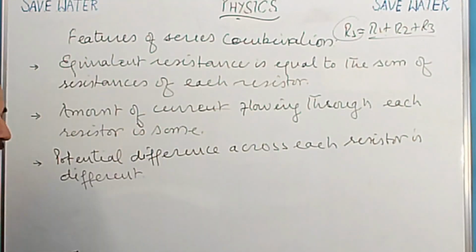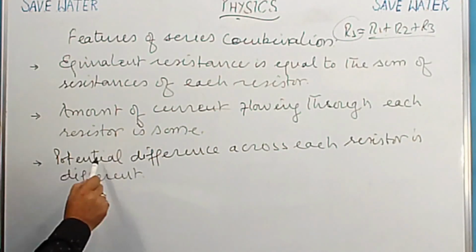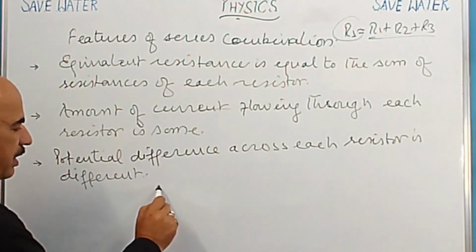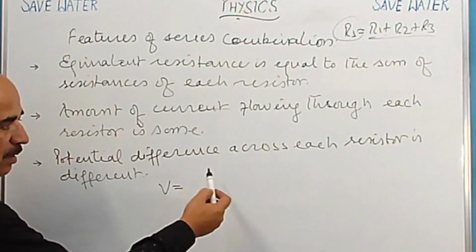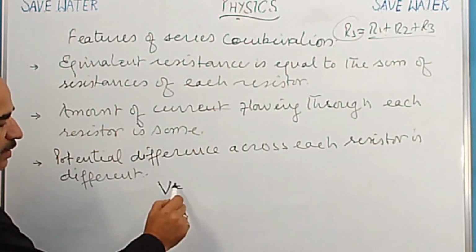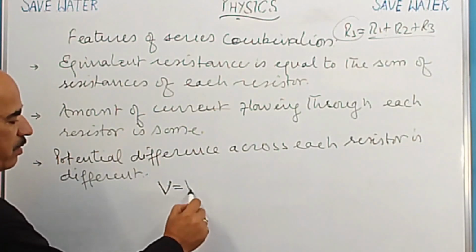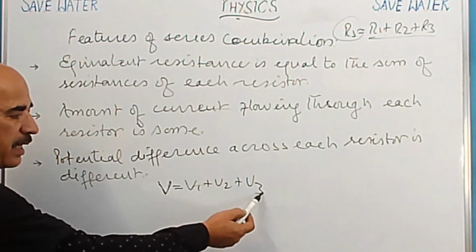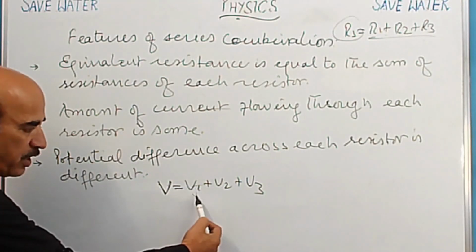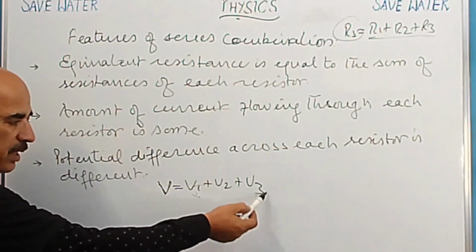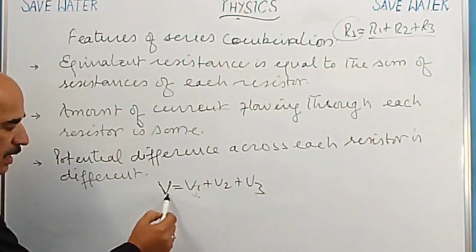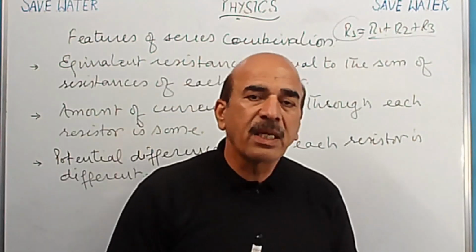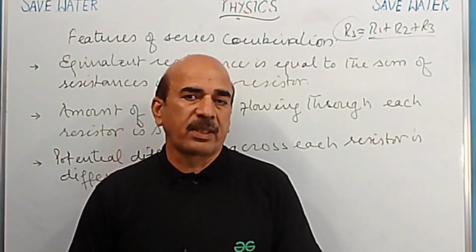Okay. Now second, amount of current passing through each resistor is same. ये हमने एक key point पढ़ा था. And this is another important point here. Potential difference across each resistor is different, and the sum of all these is equal to the total potential difference V applied to the system. So V is equal to V1 plus V2 plus V3. Okay, अगर three resistors connected हैं series में, उनके एक का potential difference V1, दूसरे का V2, तीसरे का V3 है, तो sum of all these is equal to the total potential difference applied to the system. So these are the some important points of series combination.